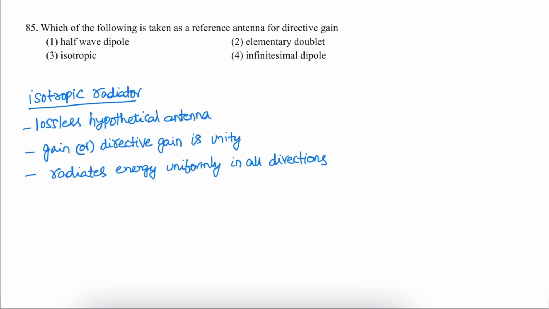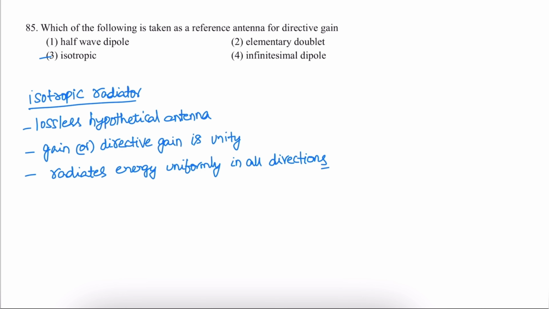Next question. Which of the following is taken as the reference antenna for directive gain? Generally, the isotropic antenna is taken as the reference antenna in calculating the directive gain of other antennas. Why? Because the isotropic radiator is a fictitious radiator which radiates energy uniformly in all directions.